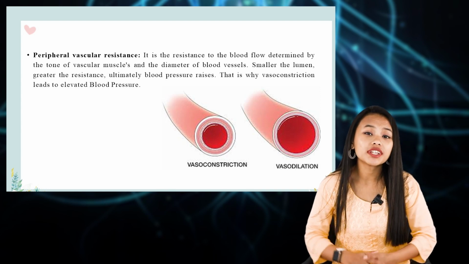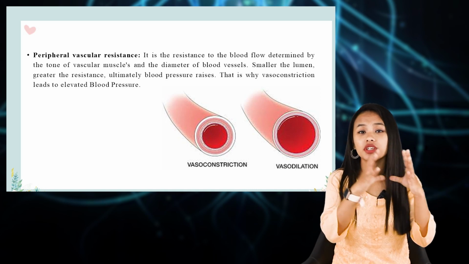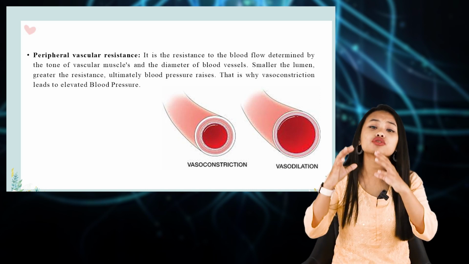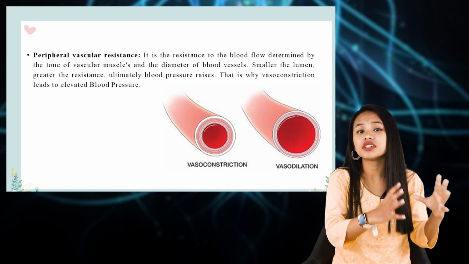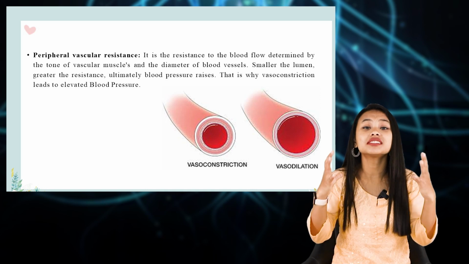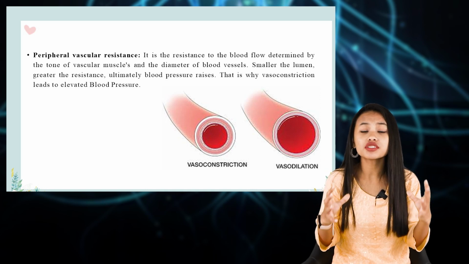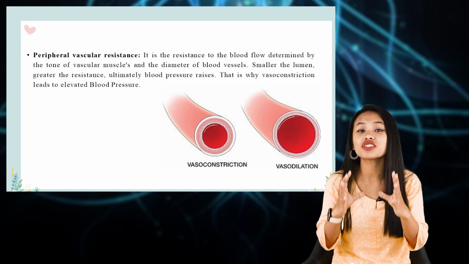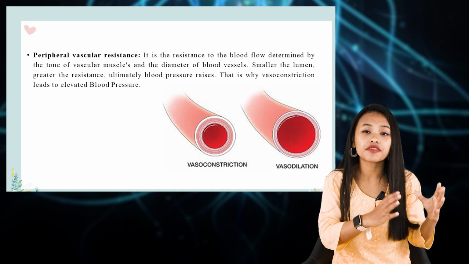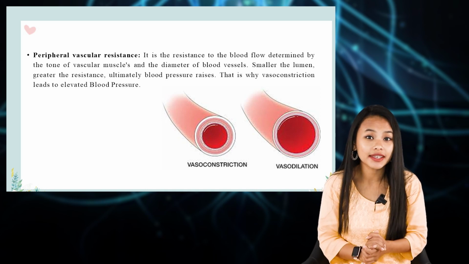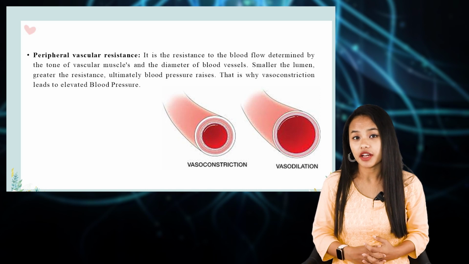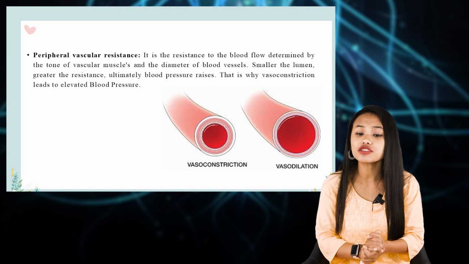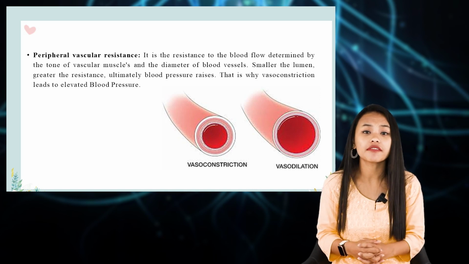So as we all know that the blood flows from the aorta to the arterioles, right? So what happens is that there will be a decrease in the pressure, right? So here also these arteries, these arterioles, they consist of smooth muscles. Okay, so these smooth muscles help in changing the size of the lumen. So this peripheral vascular resistance acts as a resistance to the blood flow, which can be determined by the tone of the vascular muscles as well as the diameter of the blood vessels.